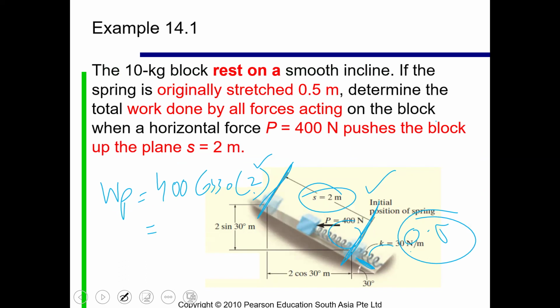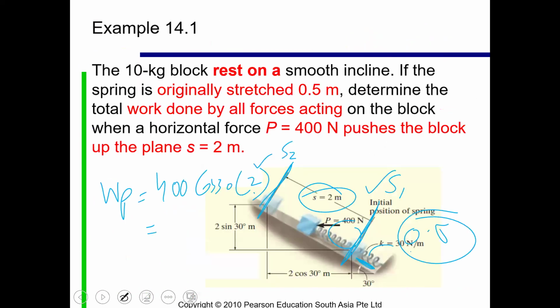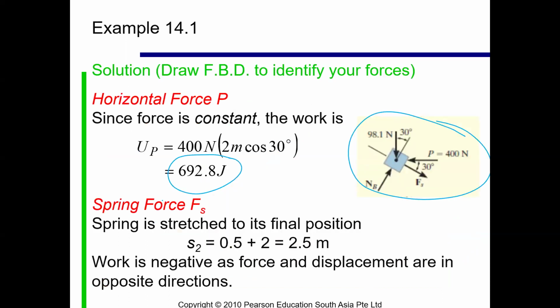Here, for example, this is S1 and this is S2. You remember what our equation was here for the spring? It was half Ks² minus half Ks1², right? The work done was with this formula: half Ks2², the final position squared, minus half Ks1², the initial position squared. So if you look at the second component now, what should you do?